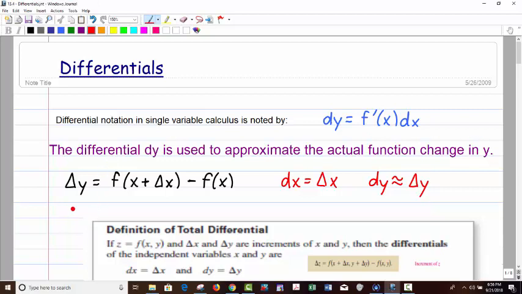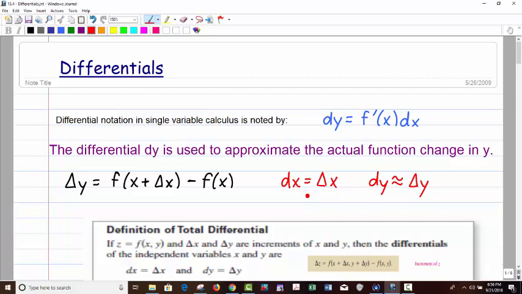So you're using a differential to approximate some change in function y, with delta x being the change in x and delta y being the change of y. So delta y is actually calculated as f of x plus delta x minus f of x. But then the dy approximates that delta y, whereas dx equals exactly delta x because that's the independent variable.